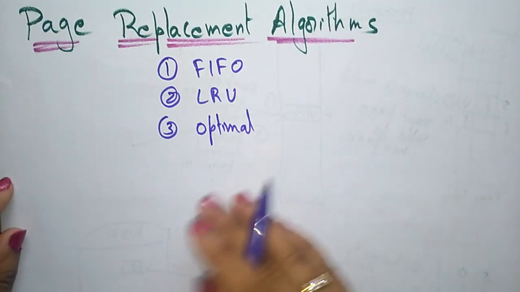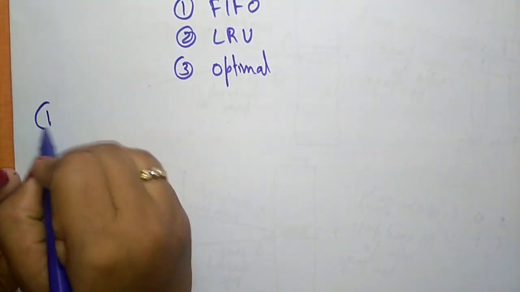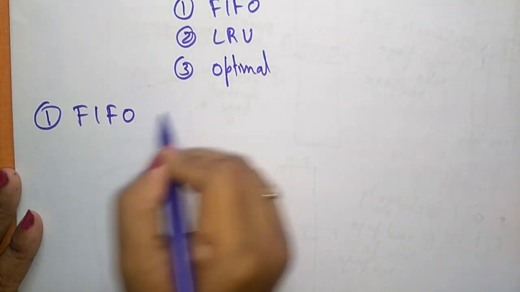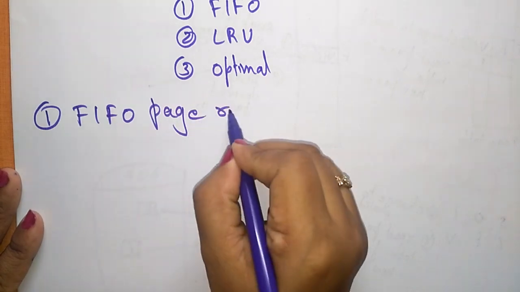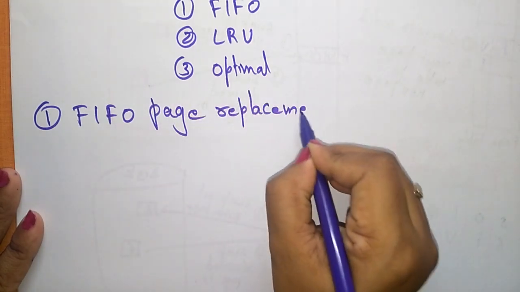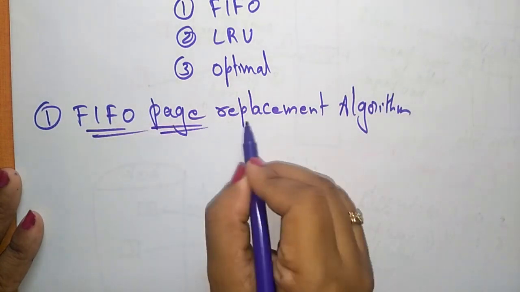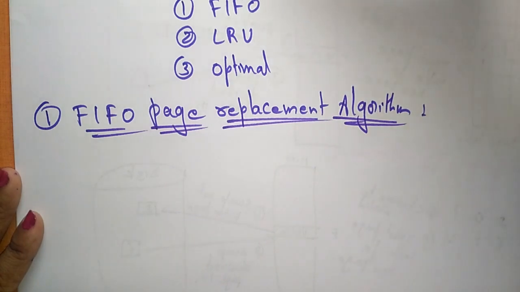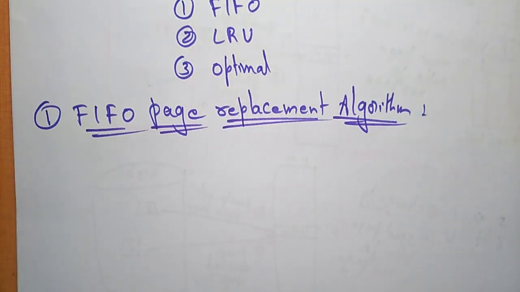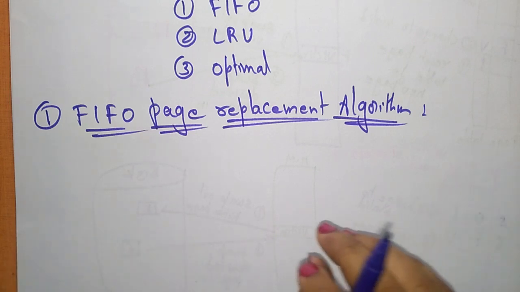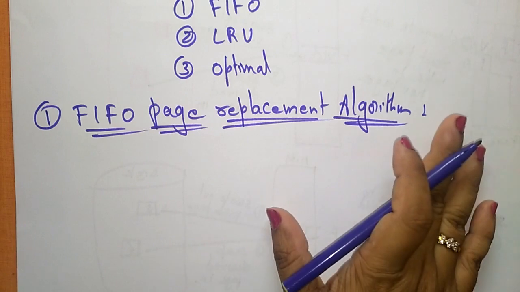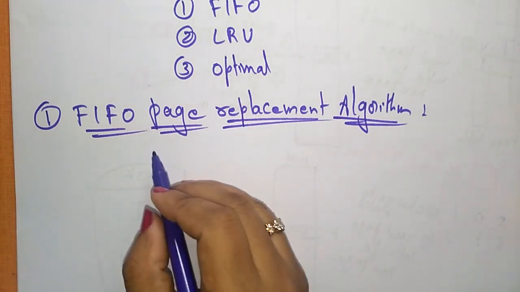Now let us see the first page replacement algorithm, that is the first in first out page replacement algorithm. The name itself says it is first in first out. So whatever page entered first, that page has to be deleted first. It is very easy to implement. The FIFO page replacement algorithm selects for replacement the page that has been in memory for the longest time.